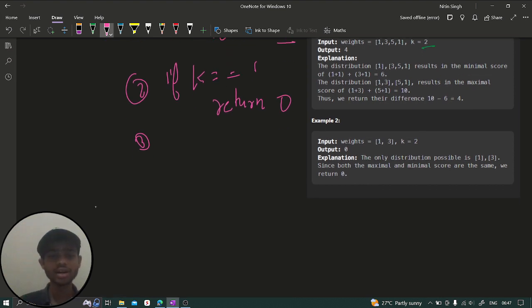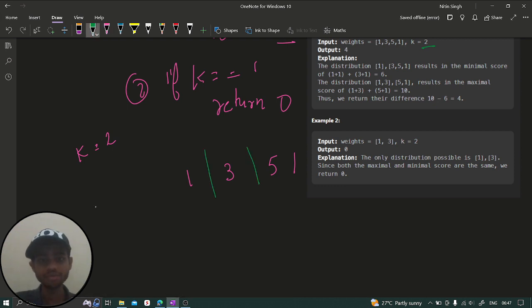So guys, I'm going to take 1 3 5 1. This is the first example, 1 3 5 1. We are given k equal to 2, so how many lines do we have to draw? k minus 1 lines. So here we are going to draw one line. We can draw it anywhere, so we are going to try drawing it everywhere, and once we draw, we calculate the sum.